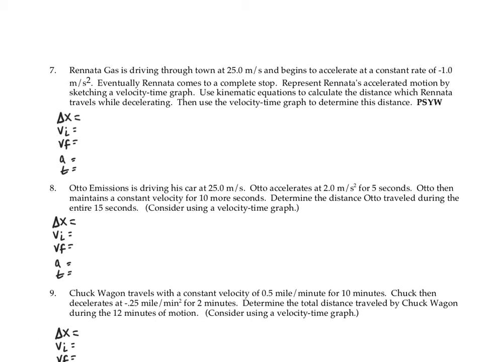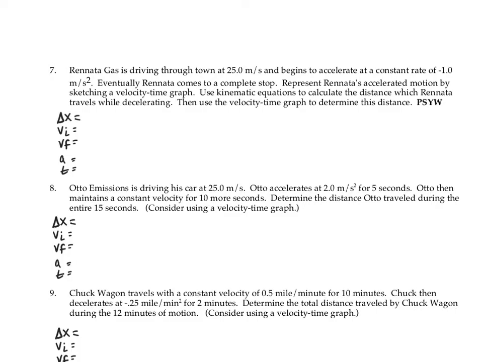Let's go down to number 7. Renata Run Out of Gas is driving through town at 25 meters per second and begins to accelerate at a constant rate of -1 meters per second squared. Eventually, Renata comes to a complete stop. Represent Renata's accelerated motion by sketching a velocity time graph. Use kinematic equations to calculate the distance which Renata travels while decelerating. Then use the velocity time graph to determine this distance. Okay, let's do the kinematic equation stuff first and then talk about how it relates to graphs.